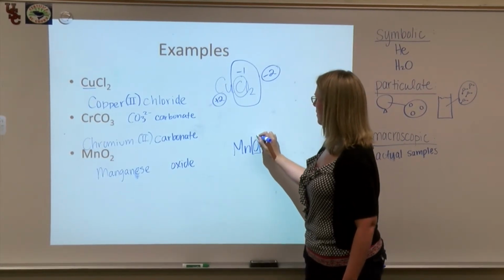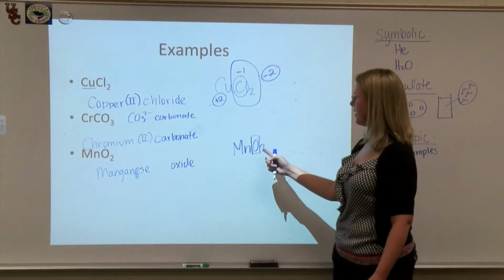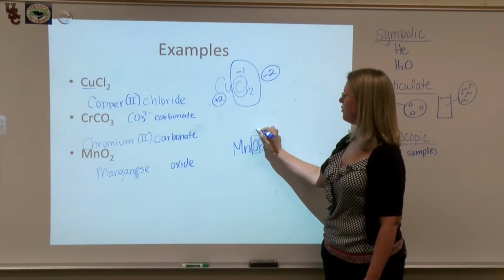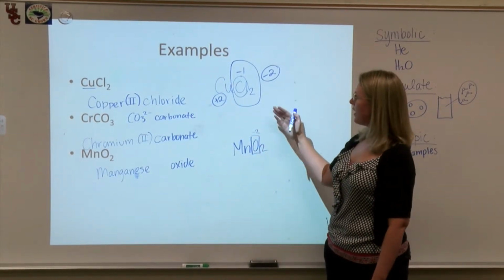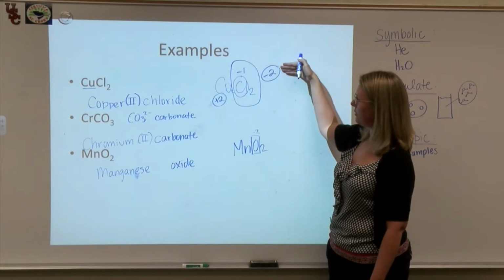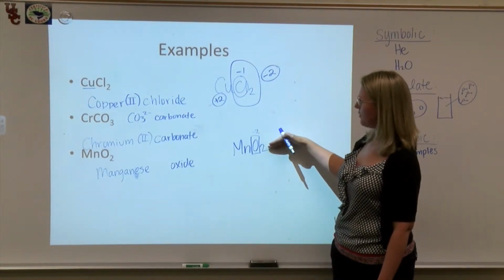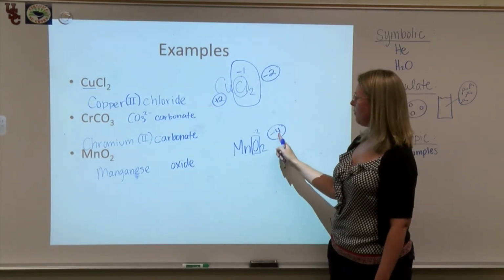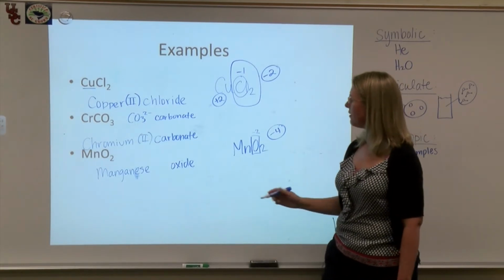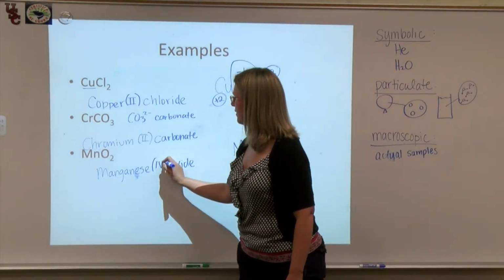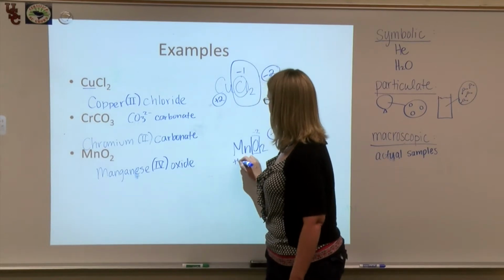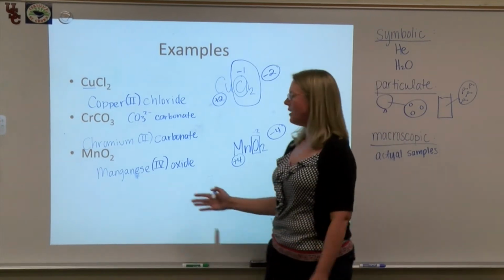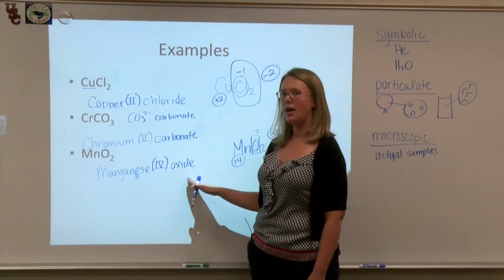We circle our element, or our polyatomic, in this case just an element. We look up our element's charge. Oxygen's charge is -2 if you look on your periodic table. Just like we did here, -2 times 2, because we have 2 oxygens. It's going to give me a total of -4. So what charge does Mn have to be? It has to be +4 to equal out to 0. So the correct nomenclature name for MnO2 is manganese 4 oxide.